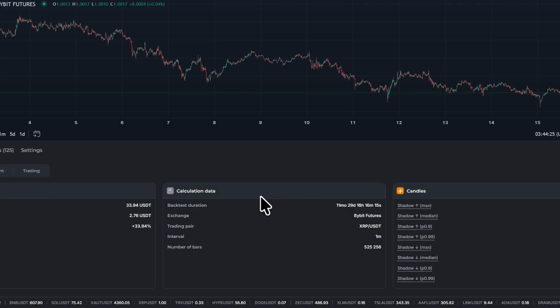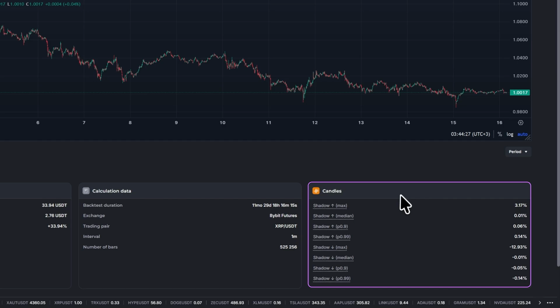There's a crucial detail here. If you're studying someone else's backtest, always pay attention to the selected exchange. Candle history can differ across platforms, meaning the test results for the exact same strategy on different exchanges will be different. Then we have candles.